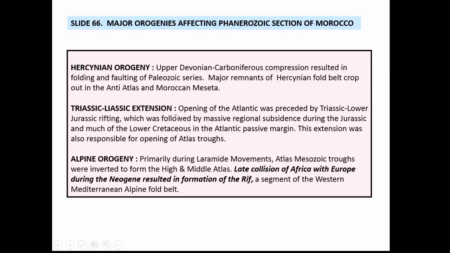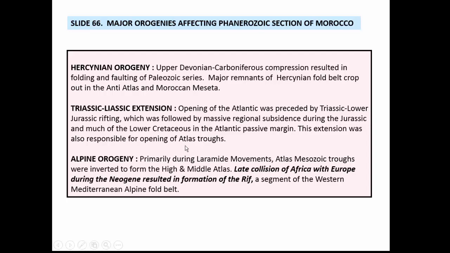Triassic-Liassic extension. Opening of the Atlantic was preceded by Triassic-Jurassic rifting, followed by massive regional subsidence during the Jurassic and much lower rotation, Atlantic passive margin. Extension was also responsible for opening the Atlas Trough. This Atlas Trough is huge.